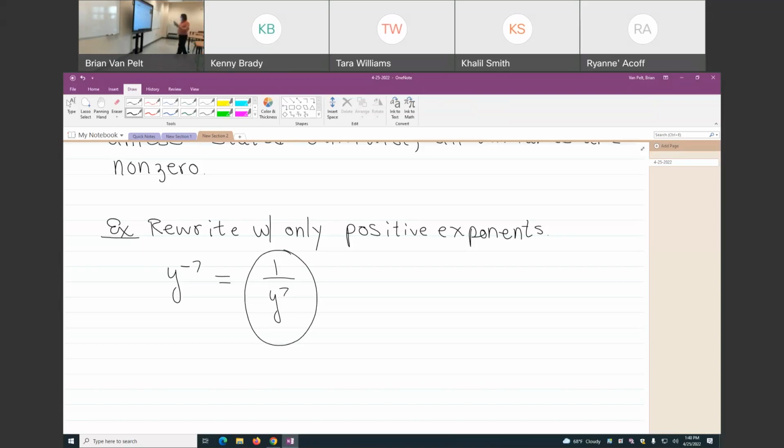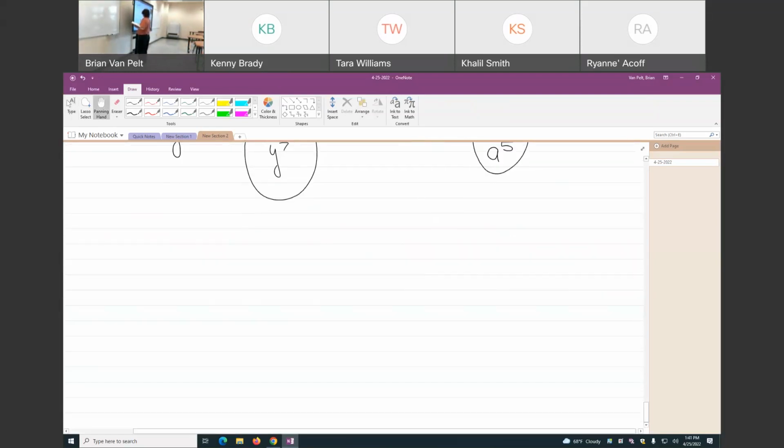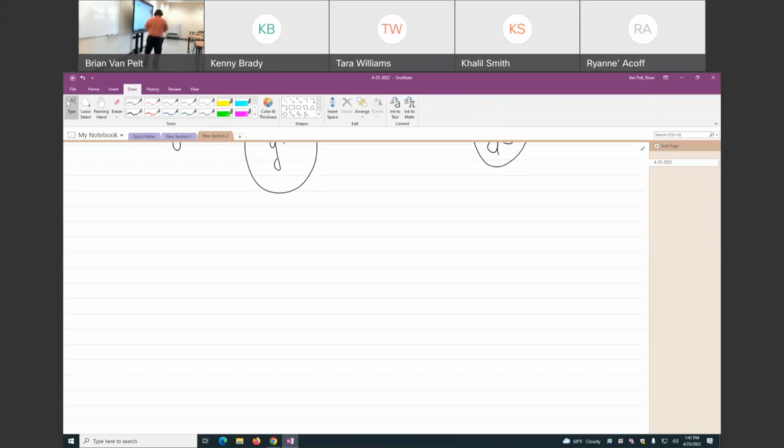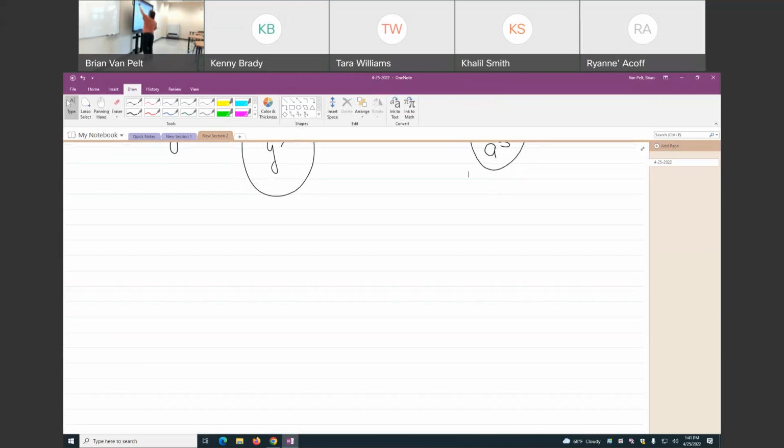So what are some of the things that we can do? For example, you have this one here. Okay, I don't know what it is. All I can really do is this. That's the game for this whole section: rewriting with positive exponents only. So let me just throw up what we're going to do. There's a million examples.